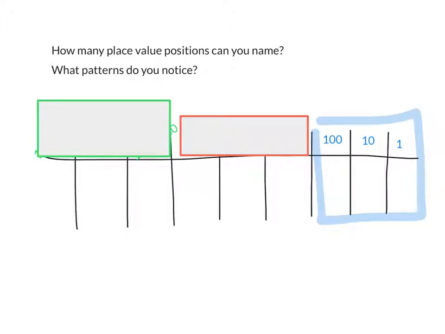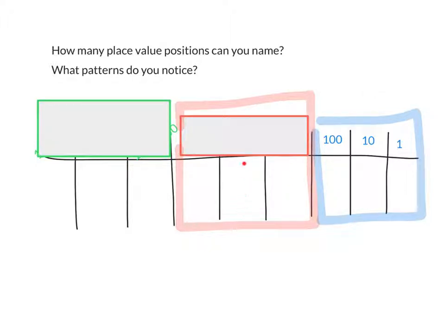Then we have the next period. What is the next period called? Kashyap? The thousands period. Very good. And the thousands period is going to follow the same pattern. We're going to have a ones, a tens, and a hundreds. So what do you think this place value position will be called? One thousands.